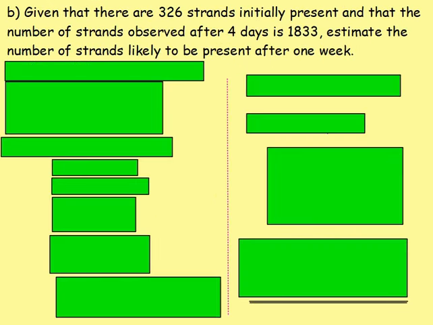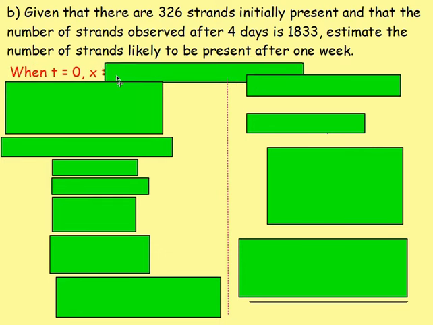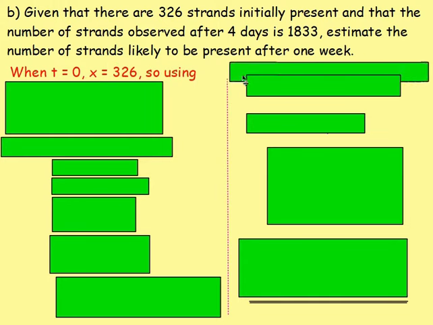Moving on. Part B. Given that there are 326 strands initially present and that the number of strands observed after 4 days is 1,833, estimate the number of strands likely to be present after 1 week. Whenever you're given something like this, the first thing you need to do is read through it and think about what you're being told. It starts off telling us that there are 326 strands initially present. Initially present means right at the start, and we know right at the start, the time is going to be 0. So when t equals 0, x, the number of strands, is going to be 326.